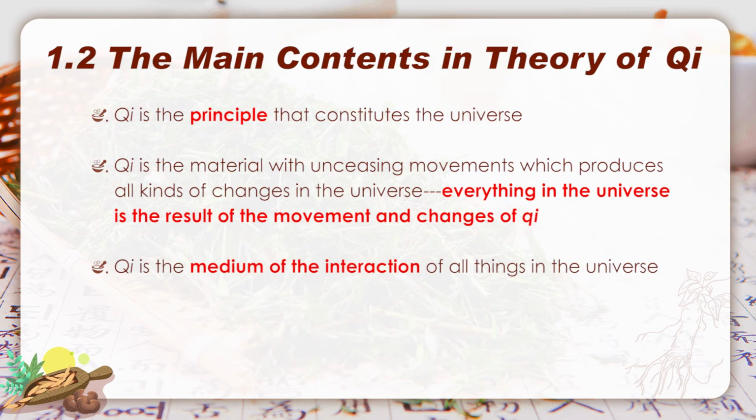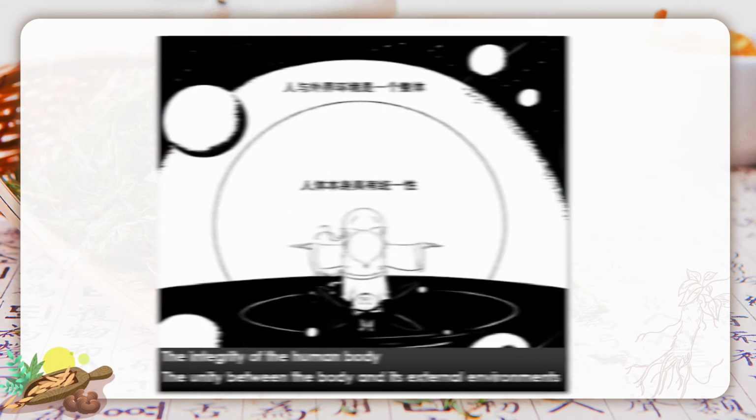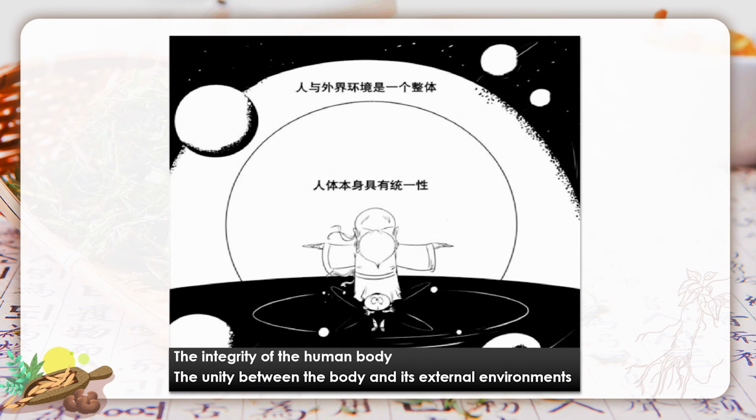Thirdly, qi is the medium of interaction of all things in the universe. How to understand qi's function as a medium? Let's make a review on what we have learned in the unit of holistic concept. Can you briefly list out what are the main ideas of holistic concept? The integrity of the human body and the unity between the body and its external environments. So, why the body is united with its external environments? How does this kind of connection work? This is due to qi, which works as a medium of the interaction of all things.